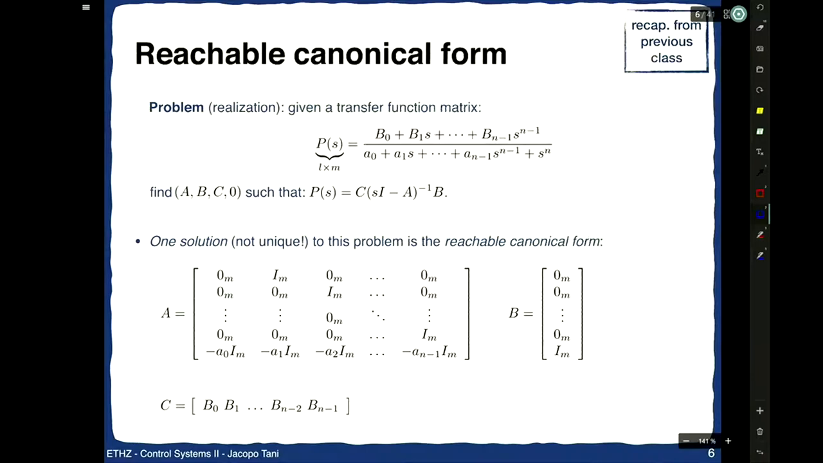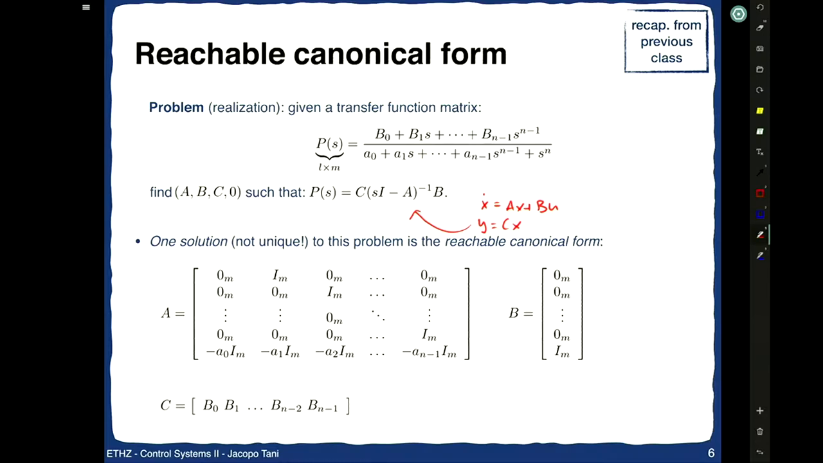We noticed that there is this problem of realization, which is, okay, what if I give you a transfer function? So we all know that if you're given the dynamical equations of a system, that is x dot equals Ax plus Bu, and you have y equals Cx, plus Du, but let's forget about the Du part, then you can actually derive the transfer function in a straightforward way. You've seen this proof 1,000 times, I'm not going to do it again.